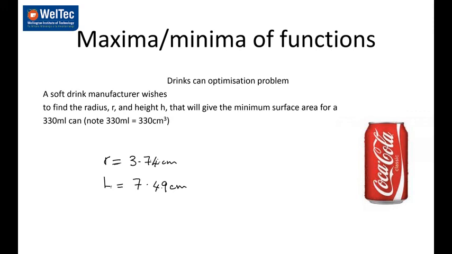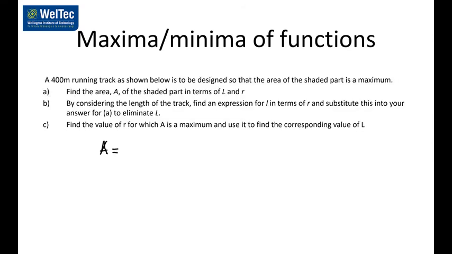Look at the diagram on the next screen, and again we've got two functions. We've got that the area is equal to 2RL, and that the length of the track, what are we going to call that? The length of the track is going to be 2L plus 2 pi r, and that's got to equal 400.